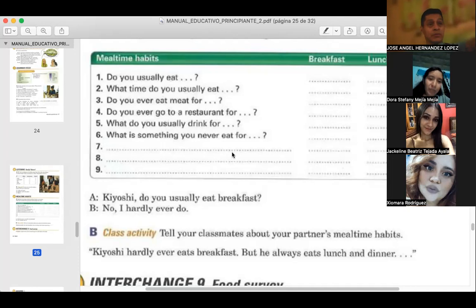What is something you never eat for lunch? I never eat beans for lunch. Okay. Even in soup? Con huesito de cerdo. No. Rice. Masitas, rice. Oh my God. You are not Salvadorian, Jose. Tipas.